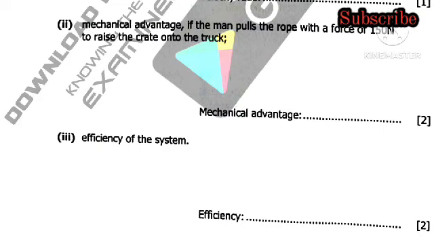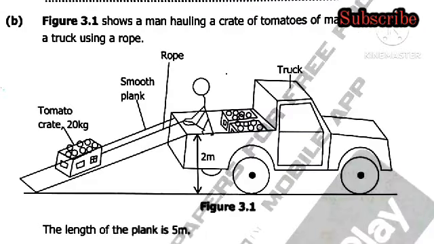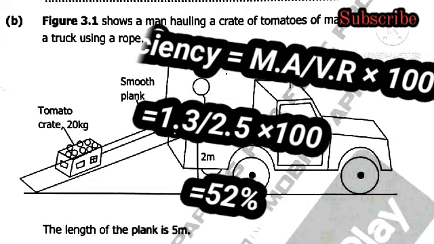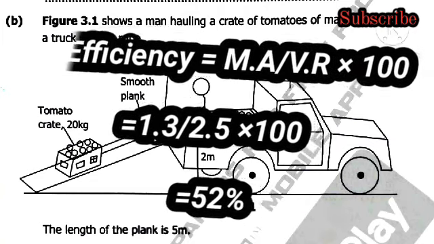Number 3, they are saying calculate the efficiency of the system. Efficiency is equal to mechanical advantage over velocity ratio times 100, because efficiency is a percentage. The mechanical advantage that we found is 1.3, over the velocity ratio that we found at first, which is 2.5. So 1.3 divided by 2.5 times 100. If you do your math, the answer will be exactly 52%.